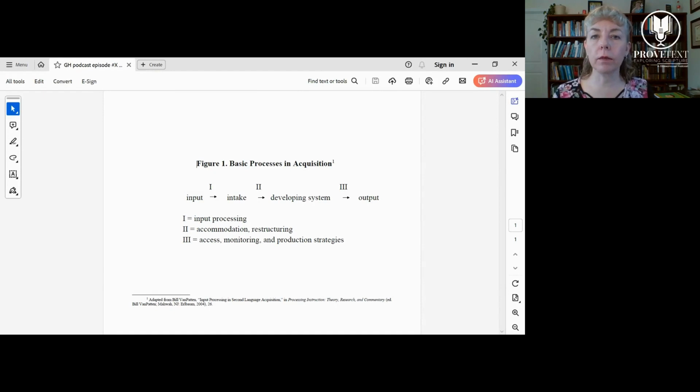You can't attend to or process every single piece in the input that you're receiving. So the smaller amount that you actually take into your mental developing system is called intake. And the process of getting it from input to intake is what's known as input processing.